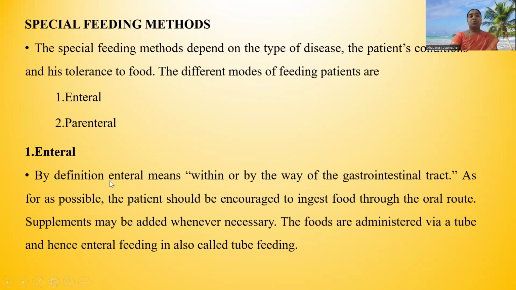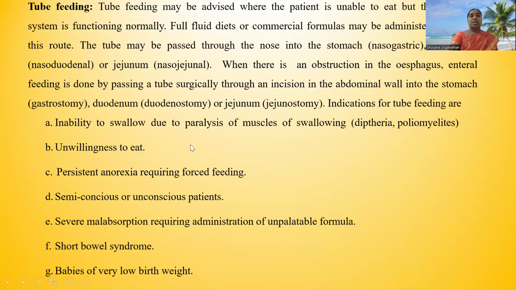Food administered through a tube is called tube feeding. The tube may be passed to the stomach, that is nasogastric, to the duodenum, nasoduodenal, or through to the jejunum, nasojejunal. When there is obstruction of the esophagus, feeding is done by passing the tube surgically through the abdominal wall, as gastrostomy, duodenostomy, or jejunostomy.